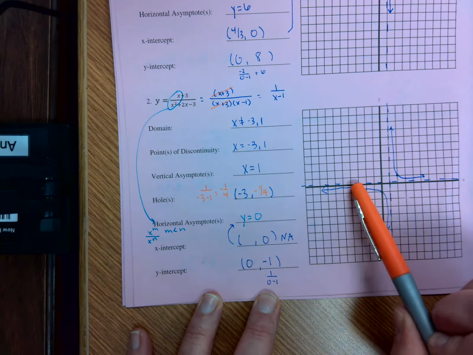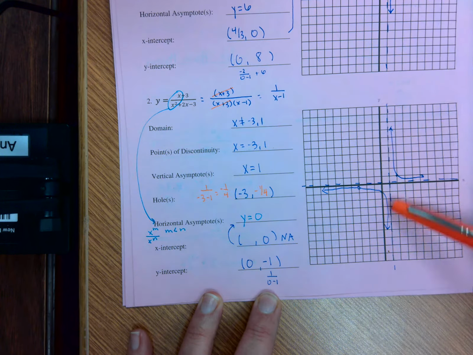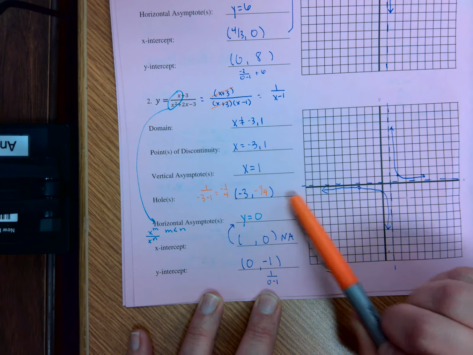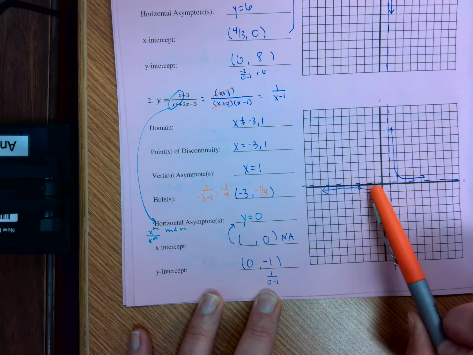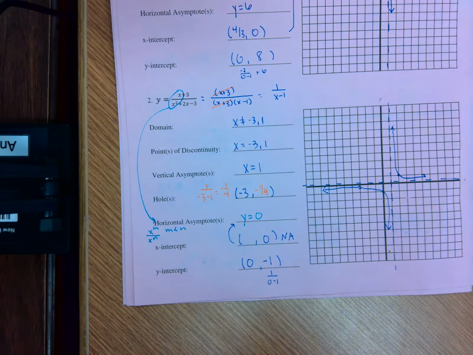Because of this dotted line, you have your horizontal asymptote at 0, you have this vertical asymptote at +1, you have an open circle at that -3, -1/4, and again, your other points you should be able to find on your graphing calculator on your table. If not, you should let me know.